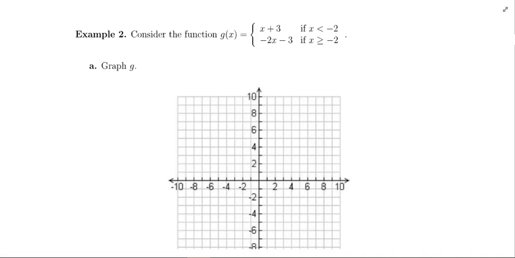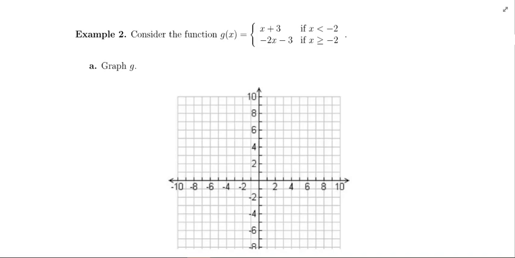In example 2, the piecewise defined function we are going to look at is g of x equals x plus 3 if x is less than negative 2, and negative 2x minus 3 if x is greater than or equal to negative 2. We're going to do the same four things with this function. We're going to graph it, then evaluate it, then find the domain and range, and lastly, we will discuss its continuity.